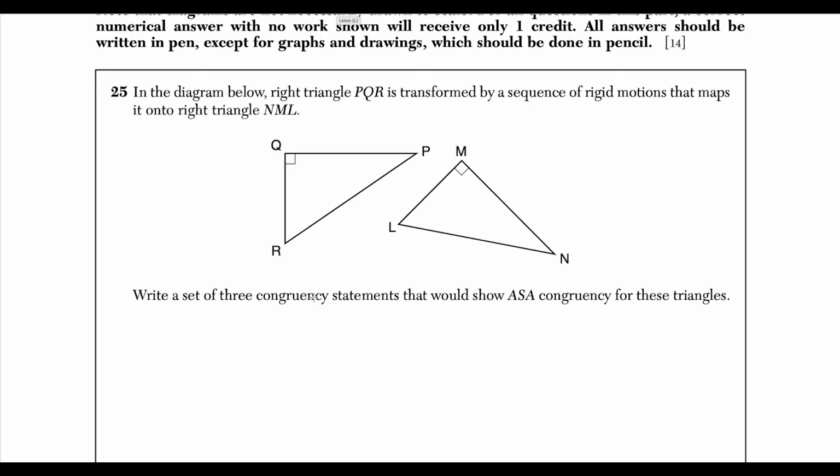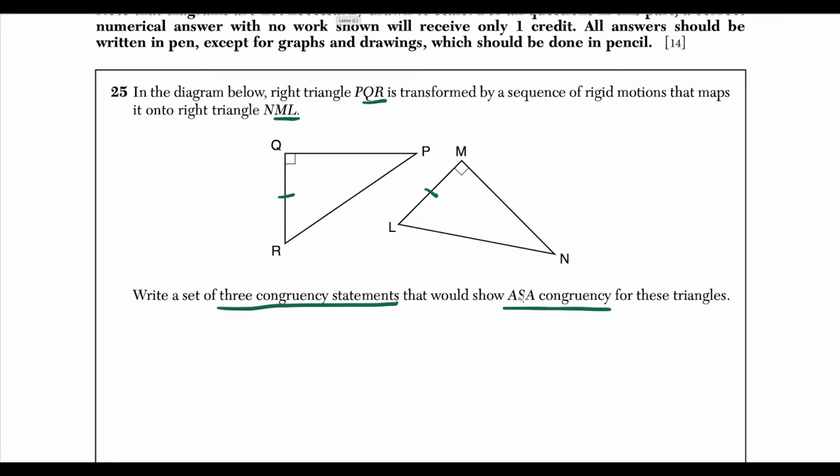And first up here for question 25, we're going to write a set of 3 congruency statements that would show angle-side angle congruency for these triangles. Now, in order to do this, let's say I pick side QR in the first triangle. Notice I went with the second and third letter. So if I highlight the second and third letter in the next letter arrangement, that would correspond to side ML, and these two sides would be the same.